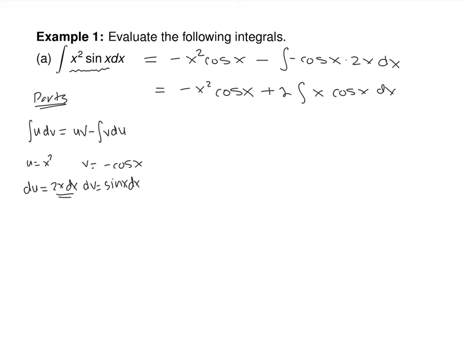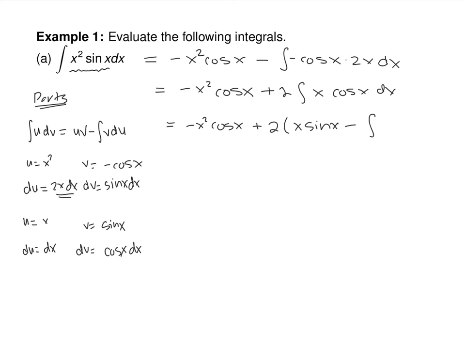And on the second one, we're once again going to let u equal x. du is just dx. dv will be cosine x dx. And the antiderivative of cosine is sine. So now we have negative x squared cosine x plus 2. Don't forget your parentheses. uv, x sine x, minus the integral of v du, sine x dx.